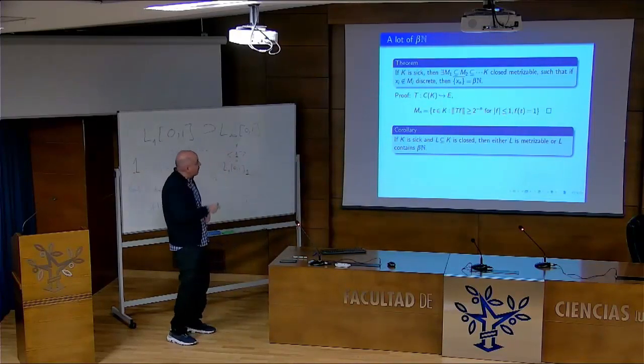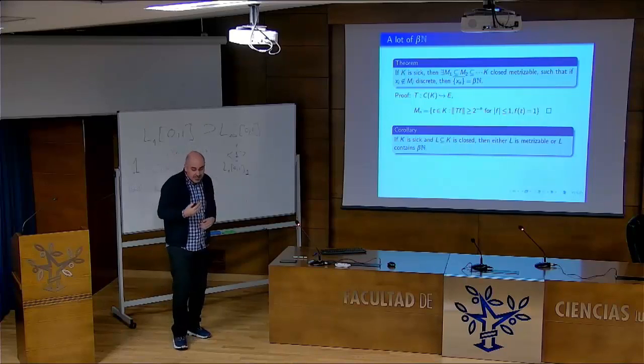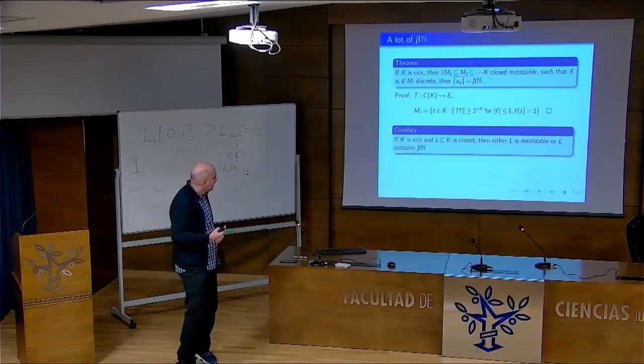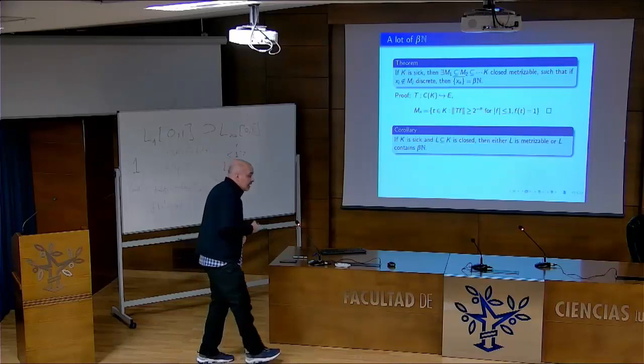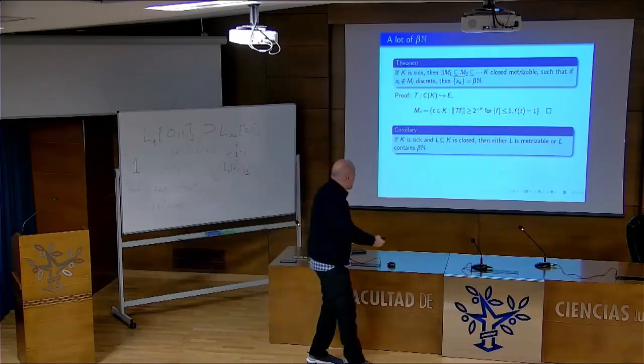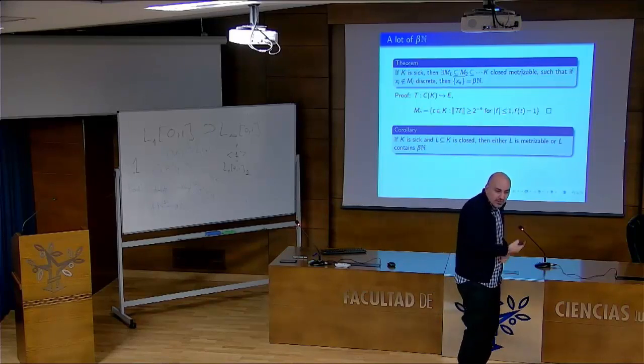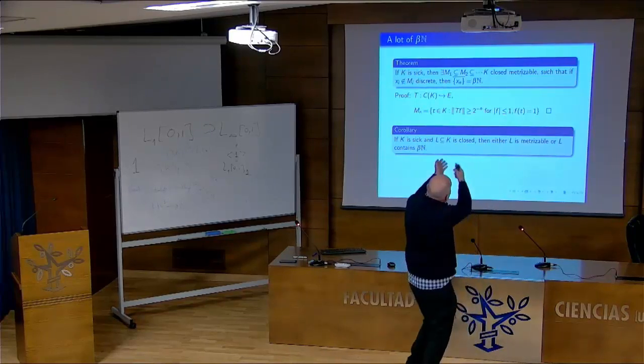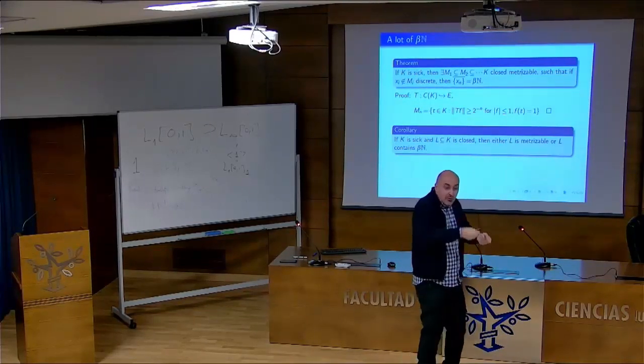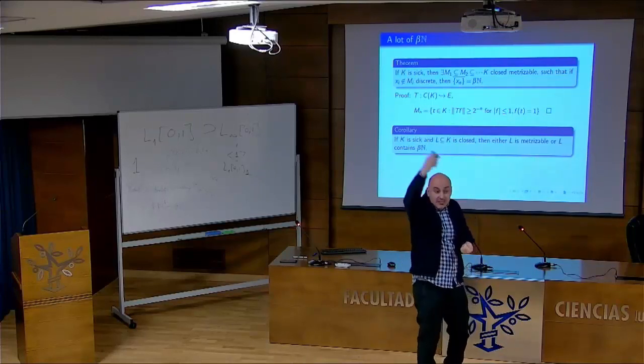So as a corollary of the above, one gets that actually in a SIG compactum, if you take a closed subset, it's either metrizable or it contains a copy of beta n, because if it's not metrizable, it will escape from this tower over time. So I will be able to construct such a sequence which will give me beta n.